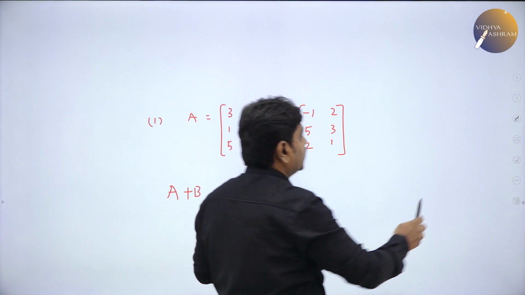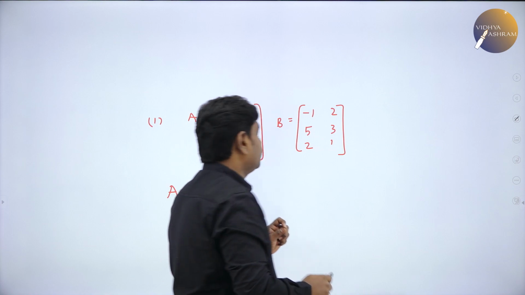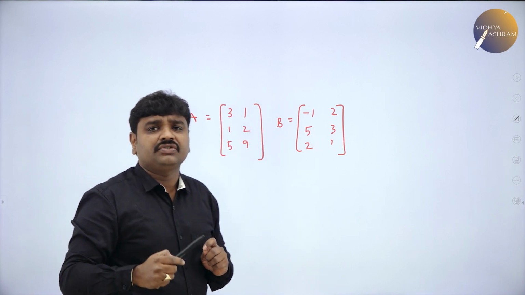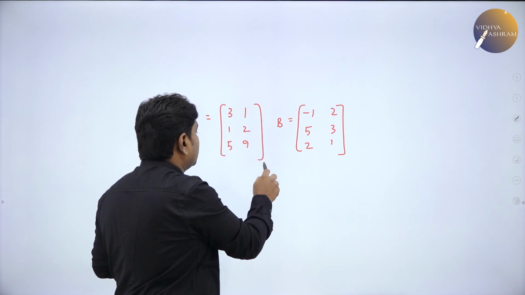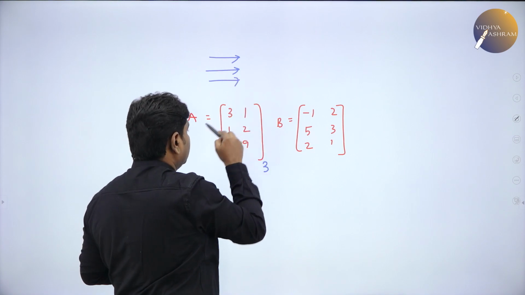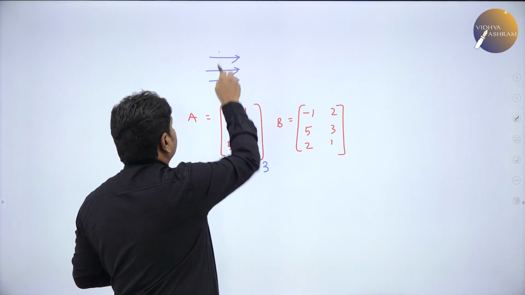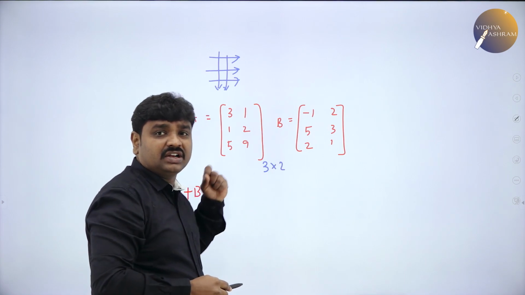So now we'll check whether it is possible. So first, is it possible? So how to check? First check the order of A. What is order of A? 1 2 3, 3 horizontals, 3 rows. So this is called as row. 1 2 3 rows are there here. And how many columns are there? So 1 2 columns are there. So 3 cross 2. For matrix A, order is 3 cross 2.